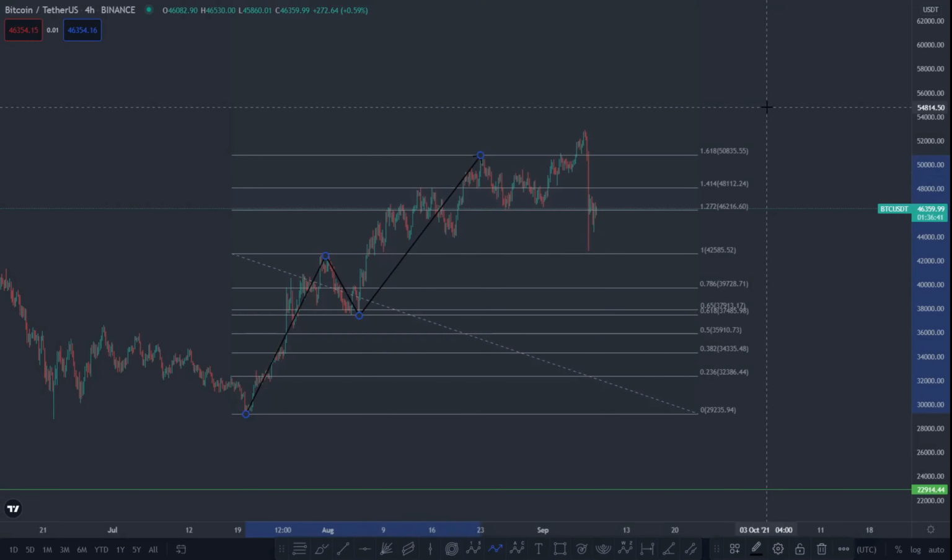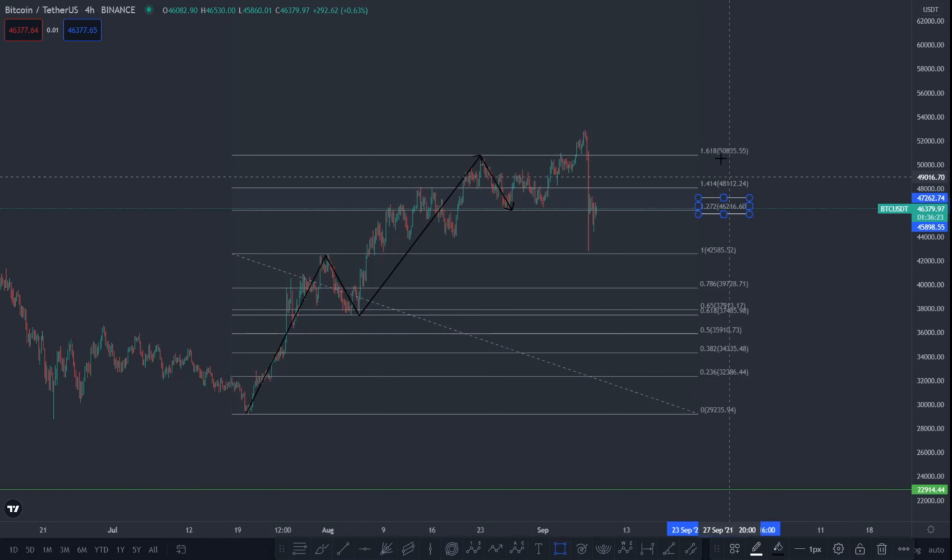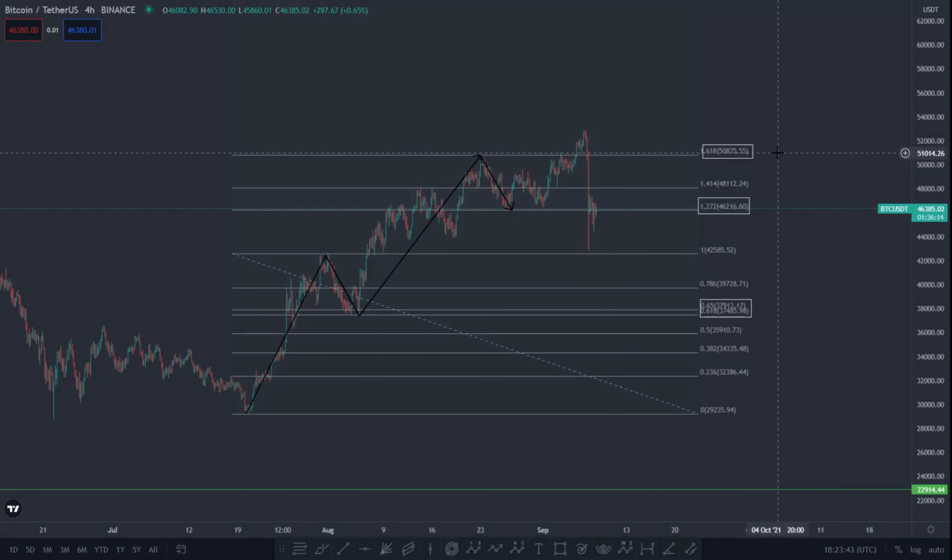Yeah, beautiful. 1, 2, 3, and this was 4 actually. 4, yeah, to this level. You see that these levels just keep popping up. This one, yeah, also these two. So these are your most important ones to look out for.